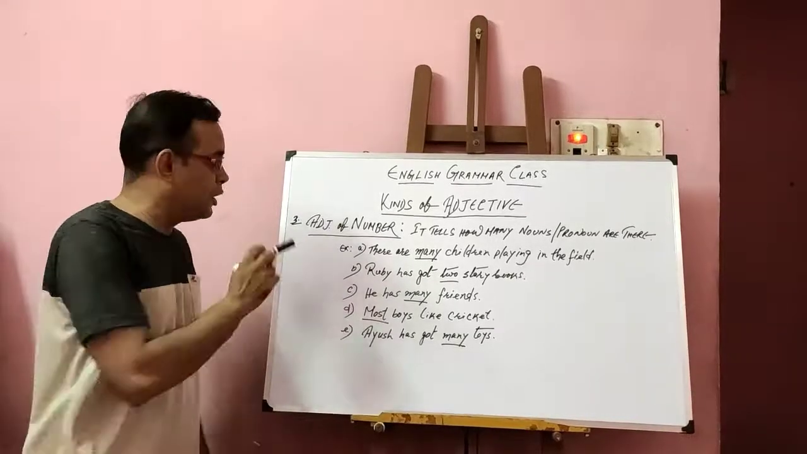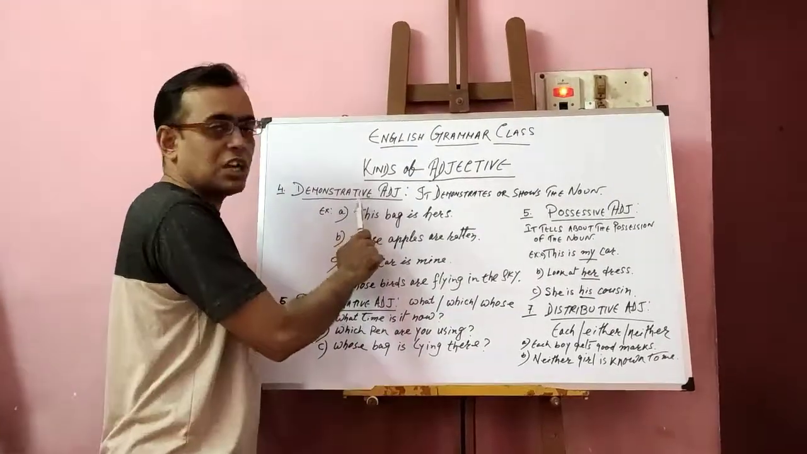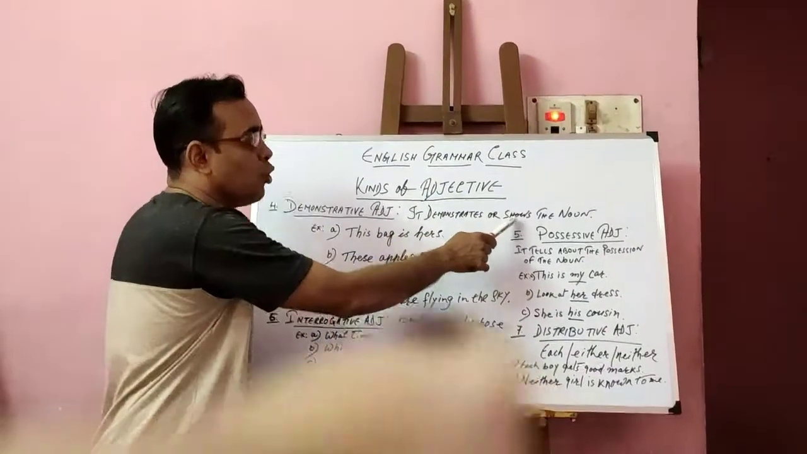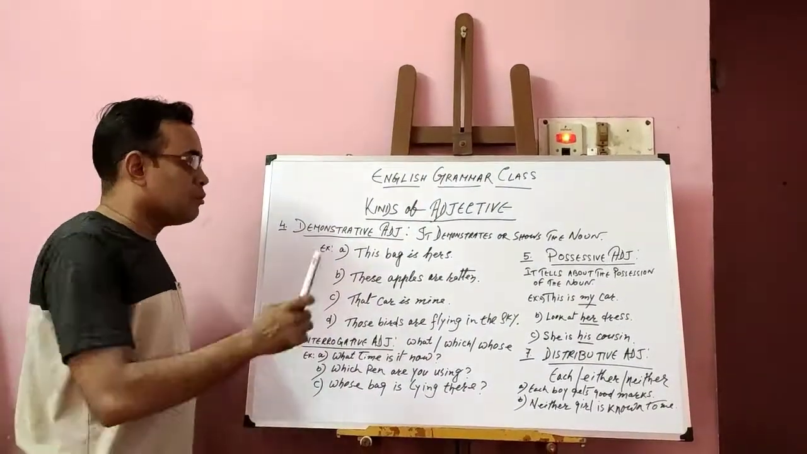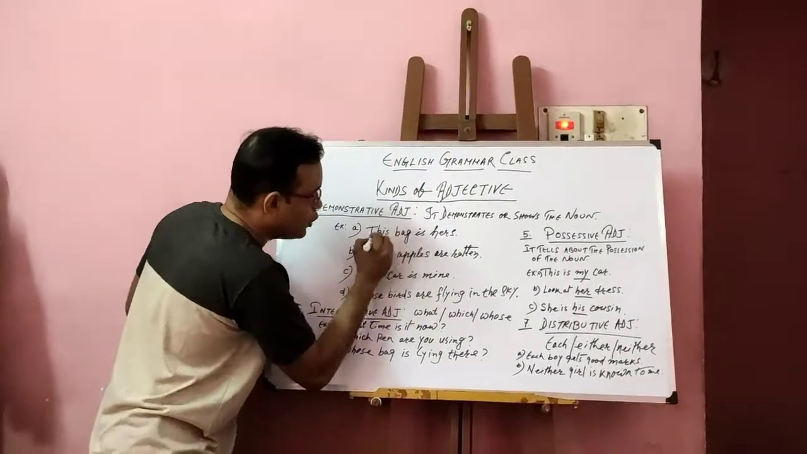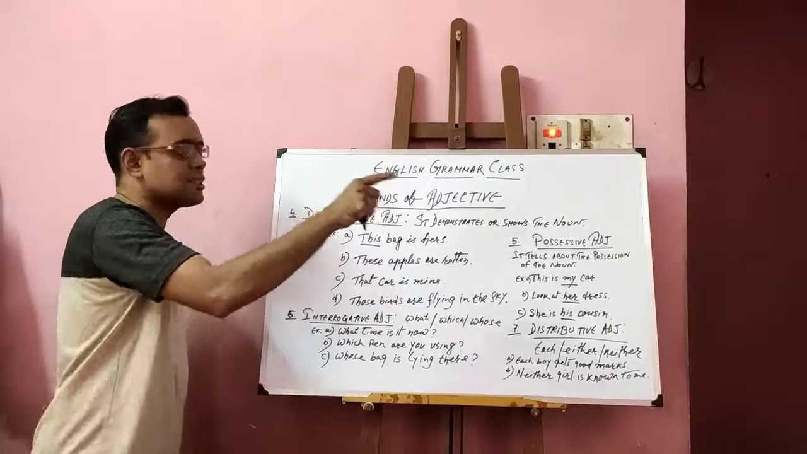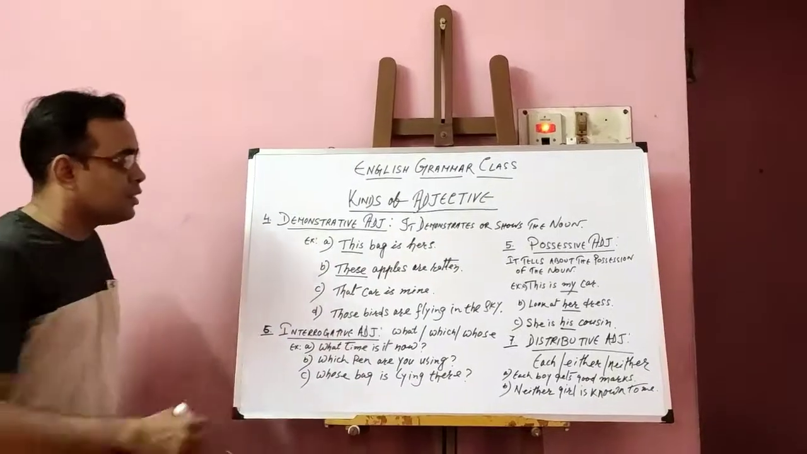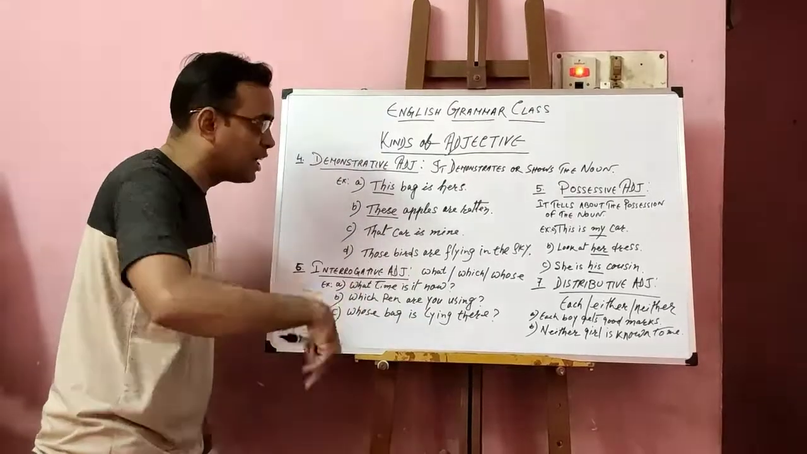Next we go for demonstrative adjective and possessive adjective. What is a demonstrative adjective? Demonstrate means showing. So it demonstrates or shows the noun. That is why it is called a demonstrative adjective. Example: this bag is hers. The word this shows the bag. Next, these apples are rotten. These is the plural of this. So we are pointing at the apples.